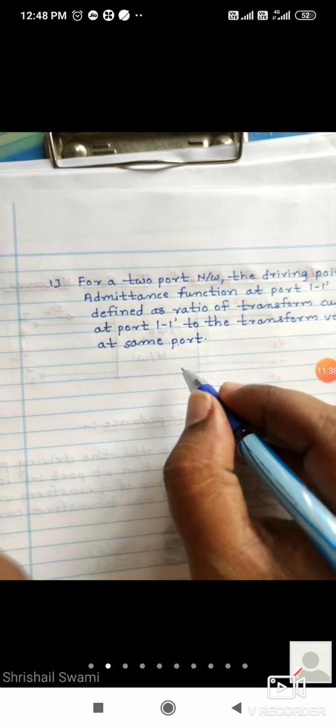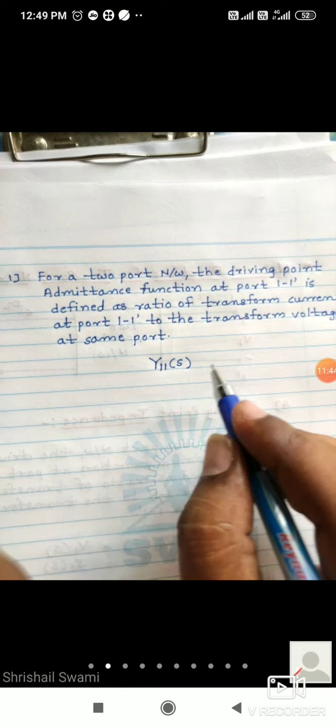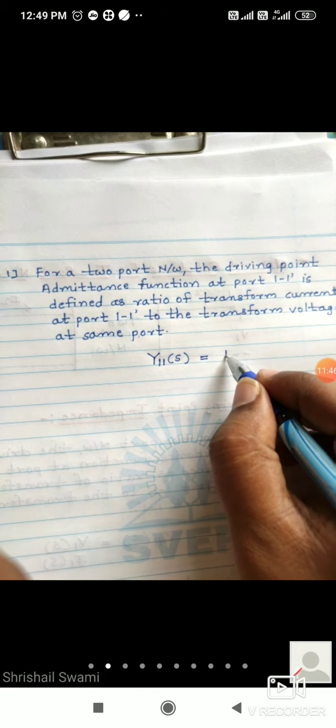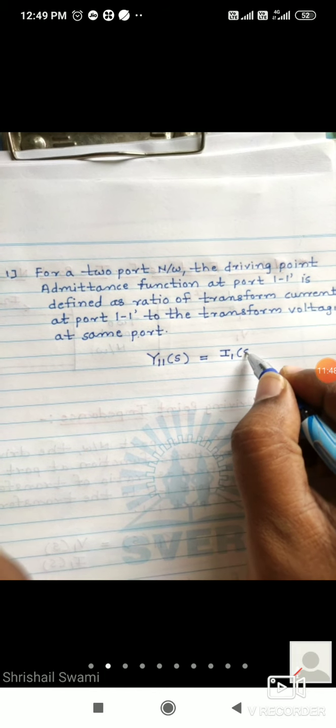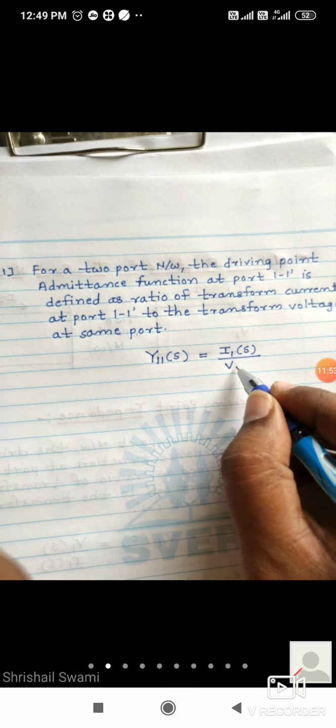So how it is denoted now? Y11 of S. Okay, at input port, that is port 1 dash. Y11 of S is equal to ratio of transform current at port 1 dash to the transform voltage at the same port. So I1 of S divided by V1 of S.